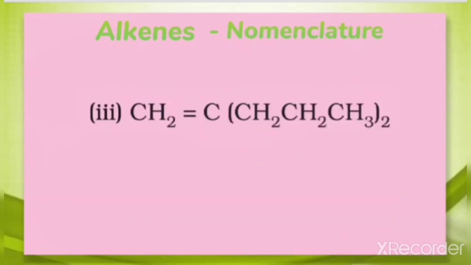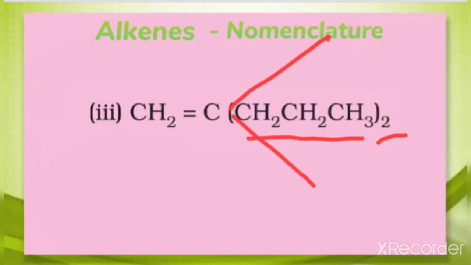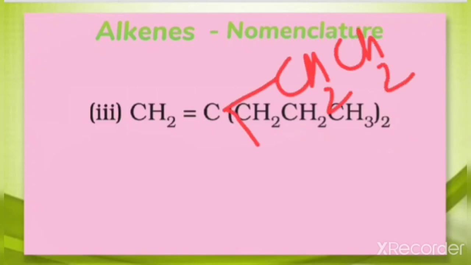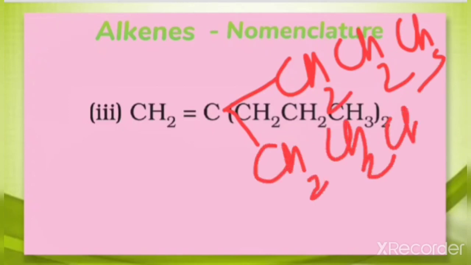Next, that is this compound. So here this is given in the bracket. See, this whole part is twice. So better you expand this one in this way. That is how you can expand this one. Here better you can expand: this is CH2, CH2, CH3, and here CH2, CH2, CH3.